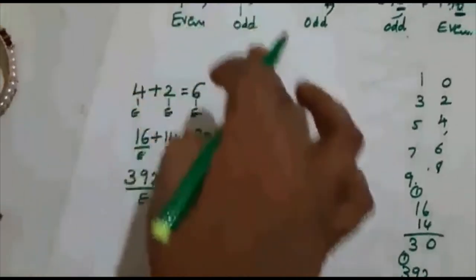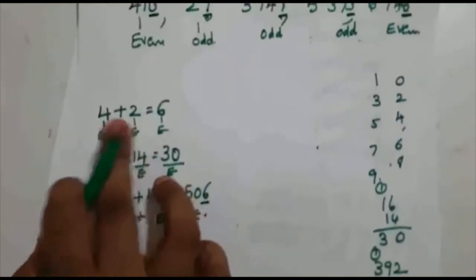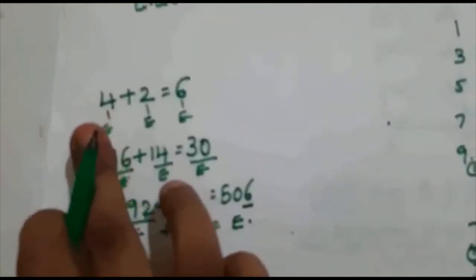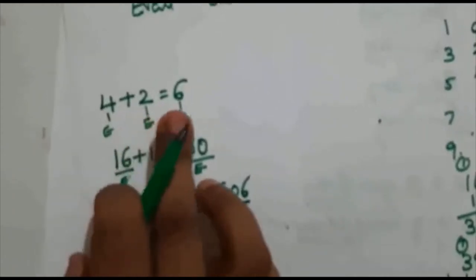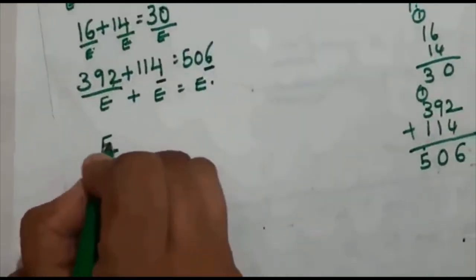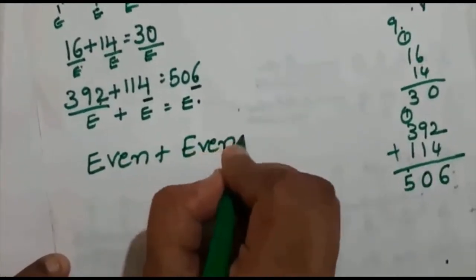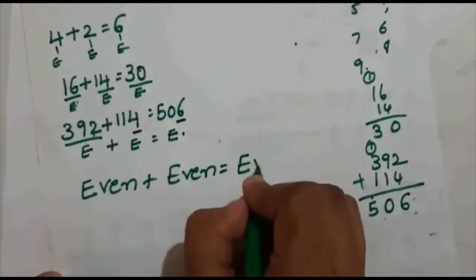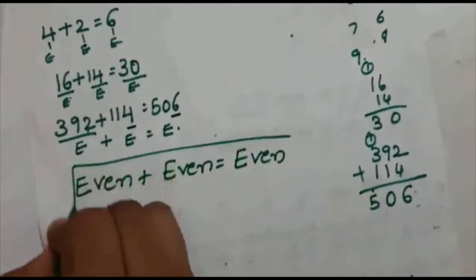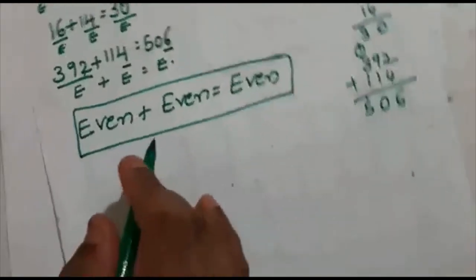So from the above examples, what do we conclude, children? The sum of any two even numbers is an even number. So what is the conclusion, children? Even number plus even number equals, again, an even number.